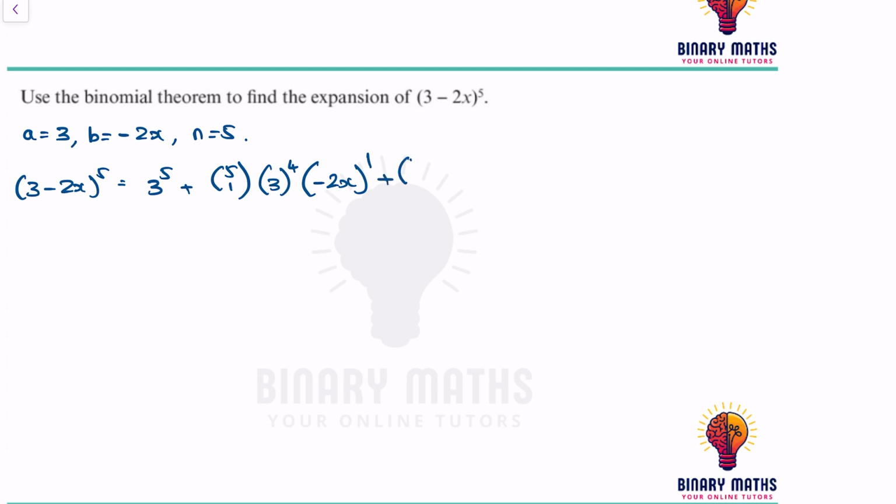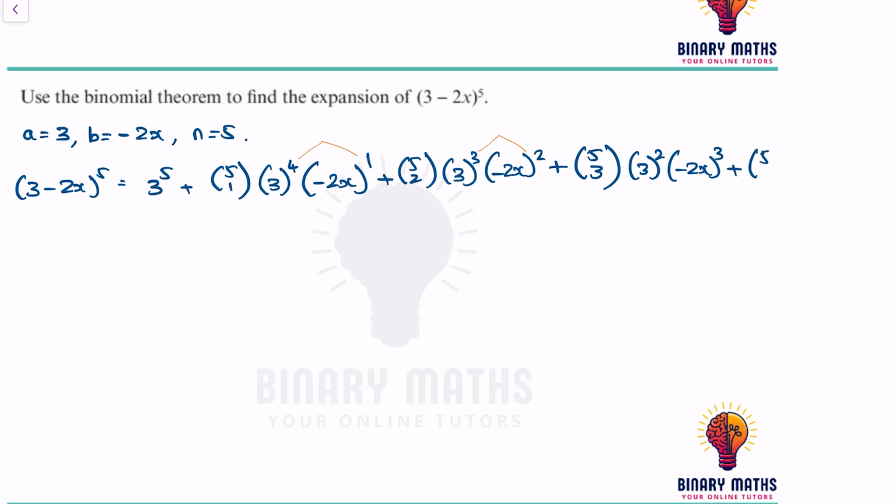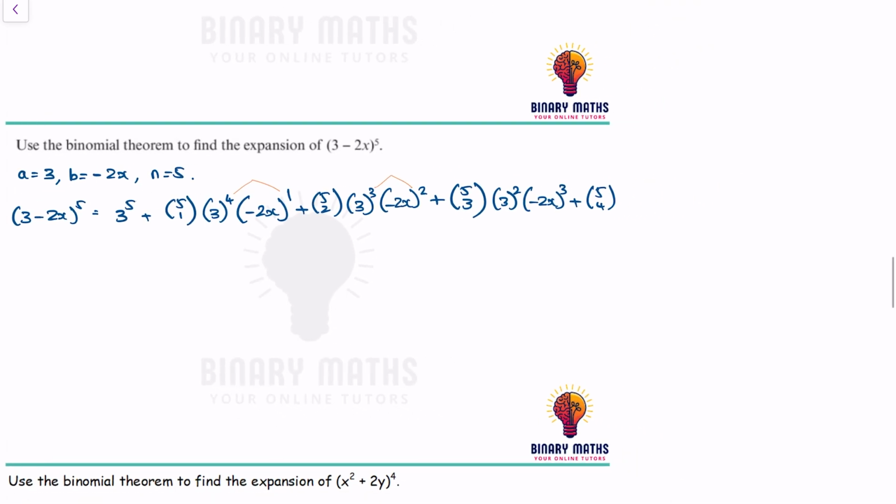This next term will be 5 choose 2, 3 to the power of 3, minus 2x to the power of 2. Look at this. Each term, each of these powers always adds up to 5. Okay, so notice these patterns as you're going along. It makes your life easier and you won't make mistakes. Next term is 5 choose 3, 3 to the power of 2, minus 2x to the power of 3, plus 5 choose 4, 3 to the power of 1, minus 2x to the power of 4. And the last term is minus 2x raised to the highest power, which is to the power of 5.